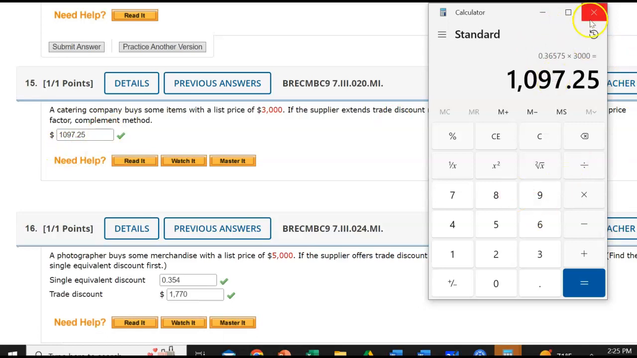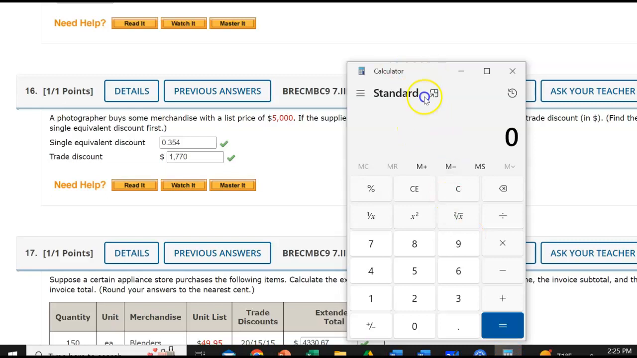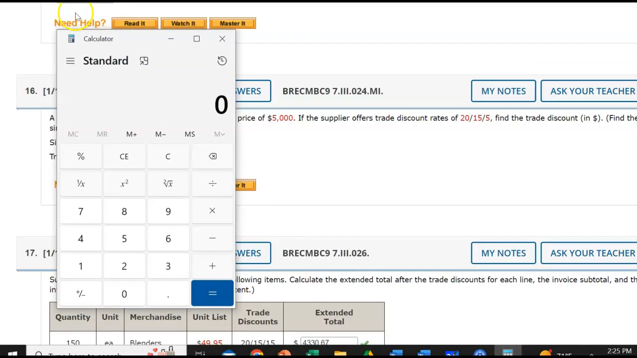For the next one, we're looking at a photographer who buys merchandise with a list price of $5,000. And if the supplier offers trade discount rates of 20, 15, 5, find the trade discount. Find the single equivalent discount first. So what we need to do is to find the net price factor, which is 1 minus 0.20, which is 0.8, 1 minus 0.15, which would be 0.85, and 1 minus 0.05, which would be 0.95.